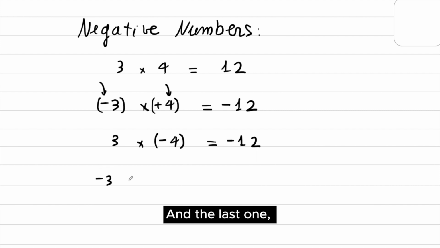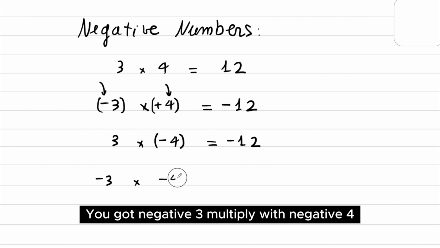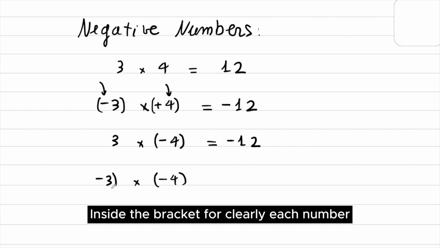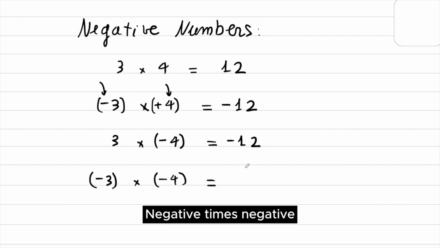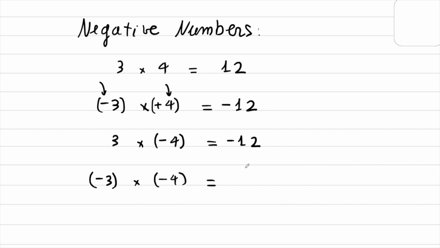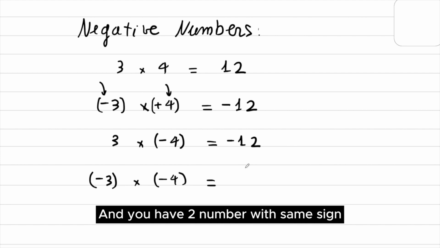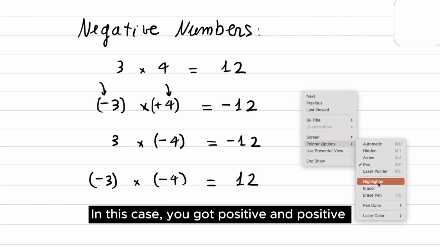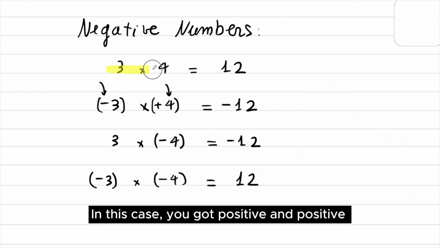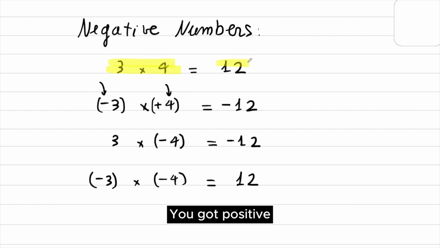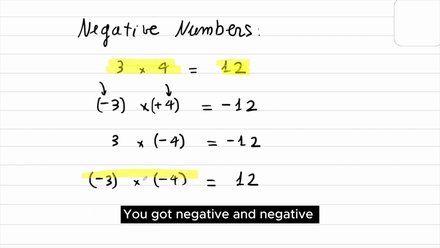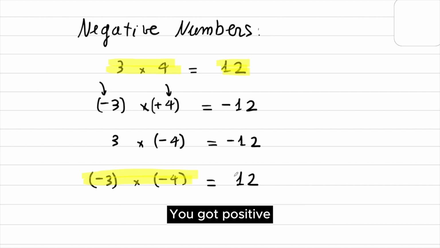And the last one, you have negative 3 multiplied with negative 4, inside brackets to make each number clear. Negative times negative, so they are the same, and you have two numbers with the same sign. The answer will be positive. You can see in this case, you have positive and positive, you get positive. And in this case, you have negative and negative, you get positive.